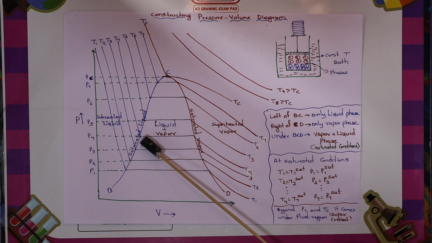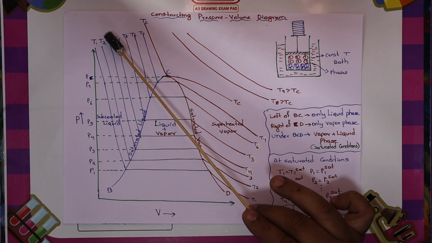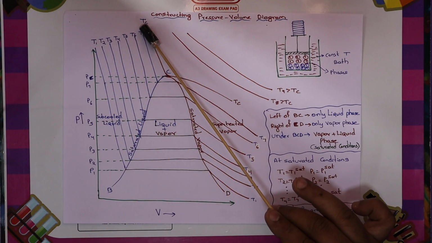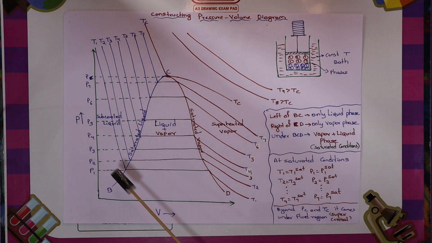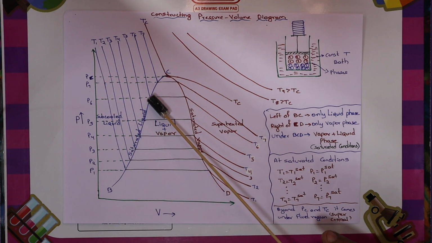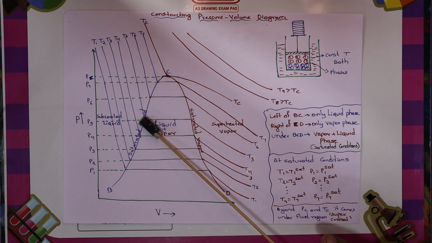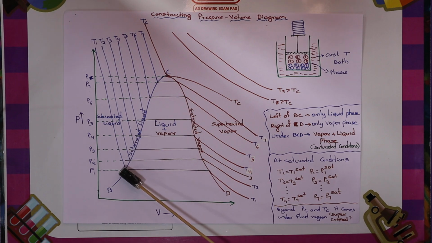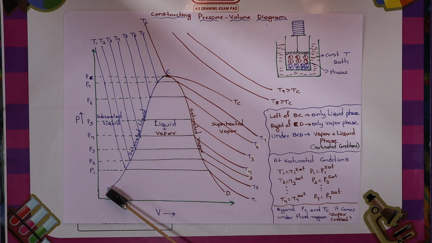That means if I am conducting the same experiment at different temperatures, you can see the T1 experiment, T2 temperature, T3, T4, T5, T6, T7. If I continuously increase the bath temperature and conduct the same experiment, this line gets shifted to the upper side. If I conduct the experiment at lower temperature, this line will get shifted to the bottom.